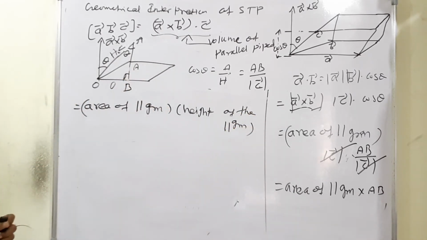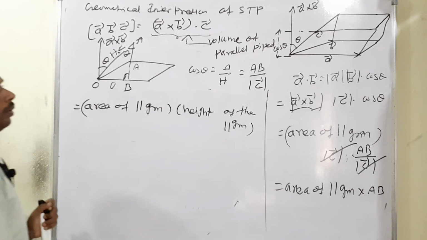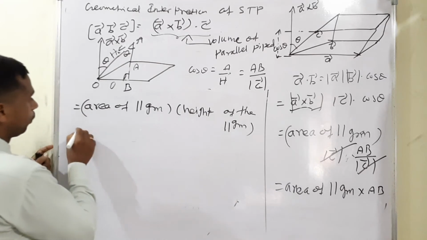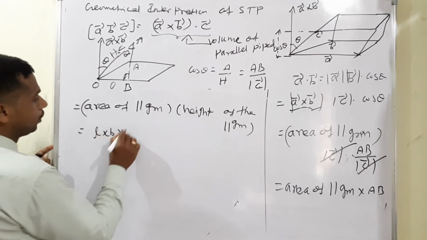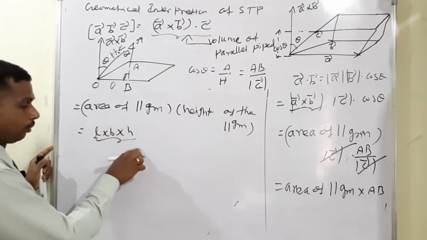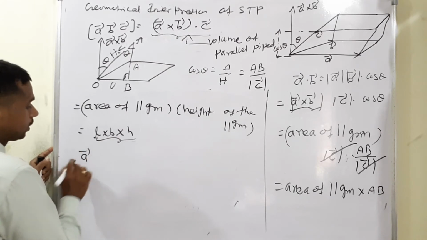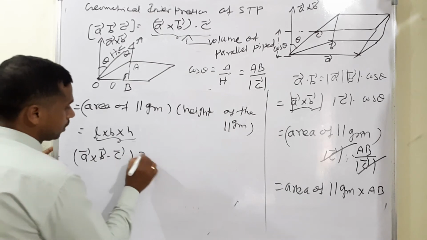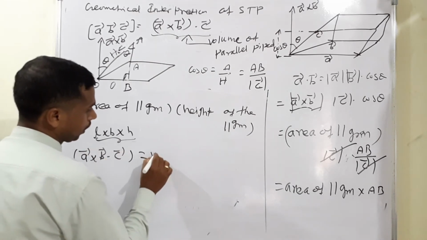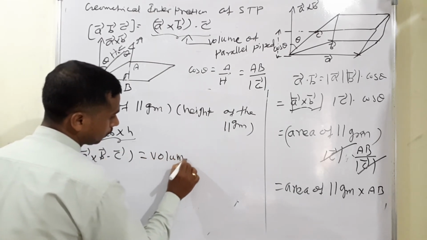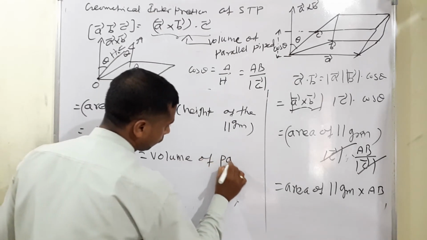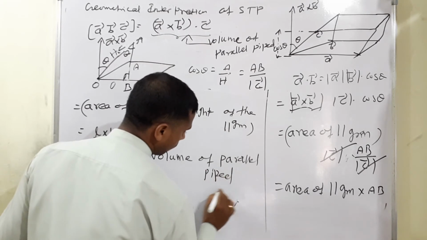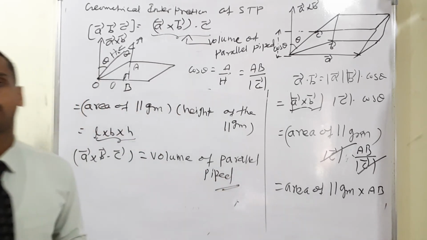So height of the parallelogram. Therefore area of the parallelogram, according to the condition we already know, is L into B. Then height means H. Therefore we can write it L into B into H. This is the volume of the cube, isn't it? Therefore already, what is the meaning? A vector cross B vector dot C vector is equal to the volume of the cube. So we can write it volume of parallelepiped. Okay. I will continue the theorem 6.2.